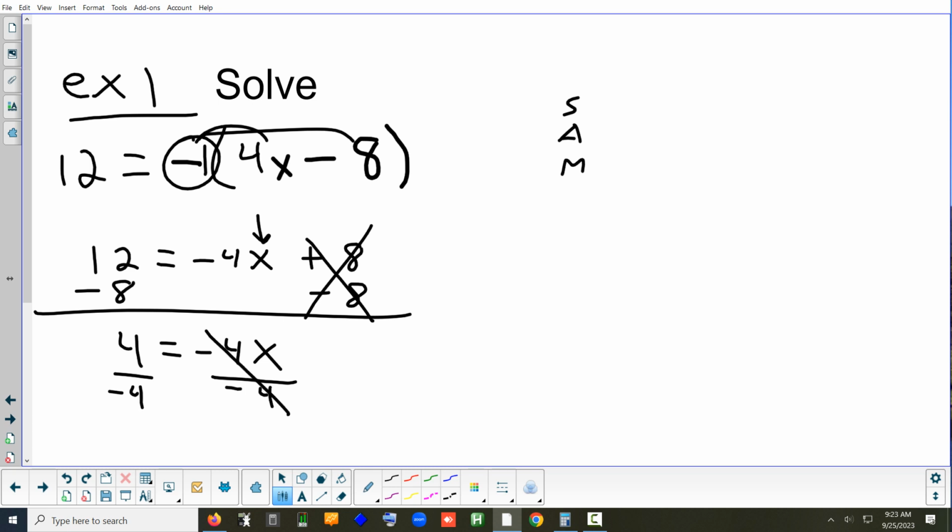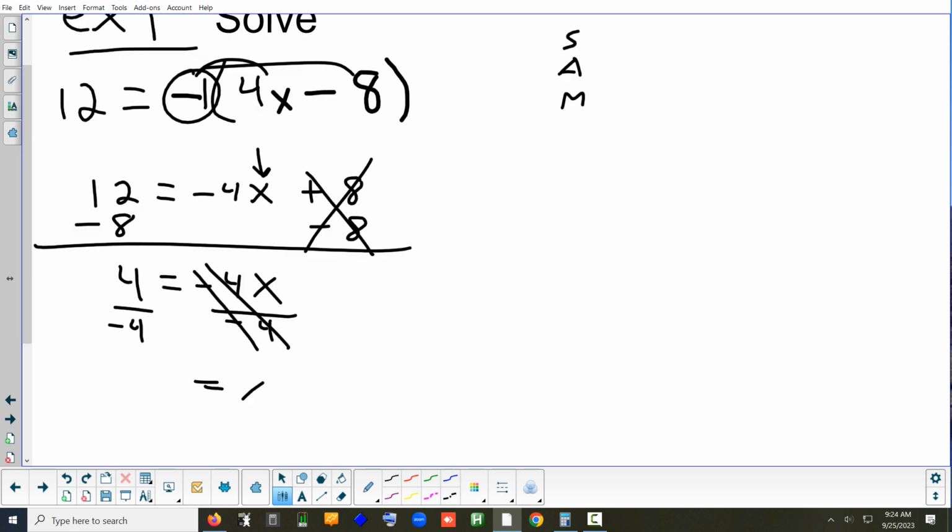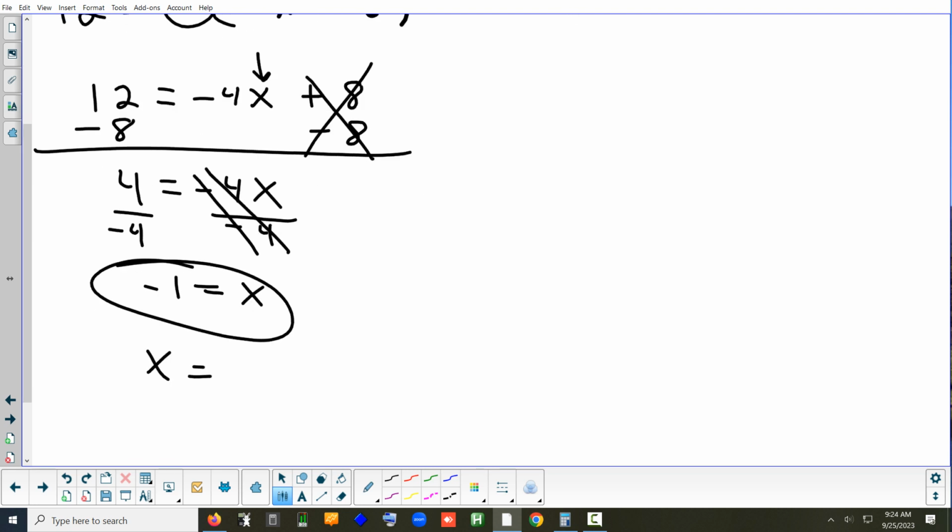When we divide each side by negative 4, the negative 4 is gone from the right side, because negative 4 divided by negative 4 is? 1x. 1x, yep. So we just have x. And on the left side? What's positive 4 divided by negative 4? Negative 1. Now, if you write your answer like that, or some people like to switch it around, that's the same thing. As long as you get negative 1 for x, you did it right.